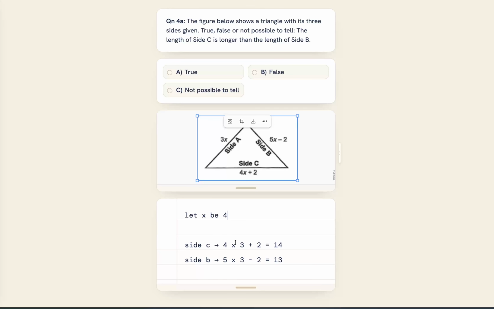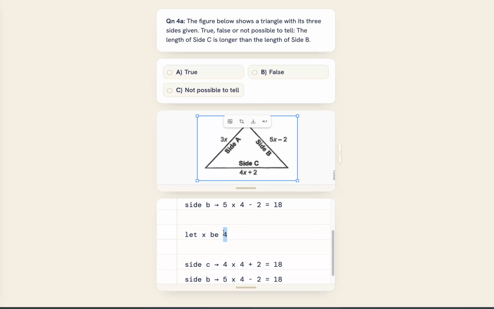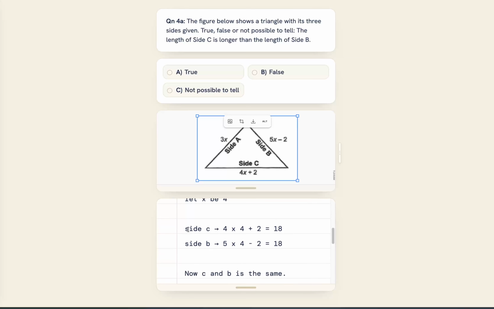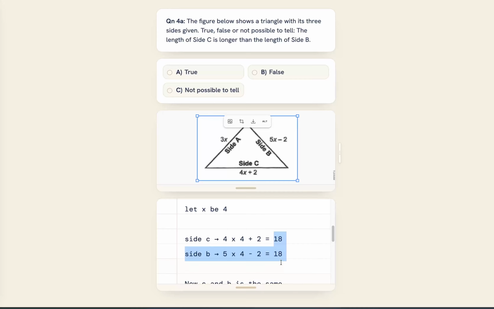How about x equals 4? 4 times 4 plus 2 is 18. 5 times 4 minus 2 is also 18. So you can see that side C and side B are actually the same. If you were to do 5, 4 times 5 plus 2 is 22. 5 times 5 minus 2 will be 23. So if x is 4, C and B are the same.